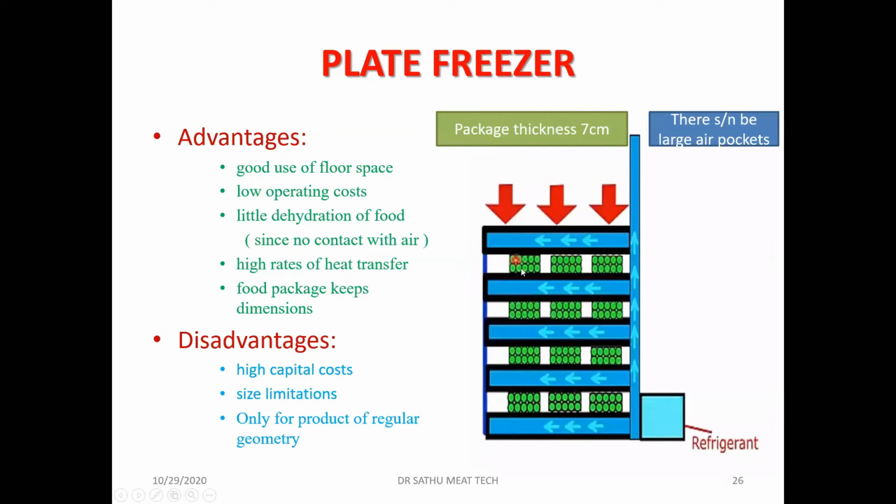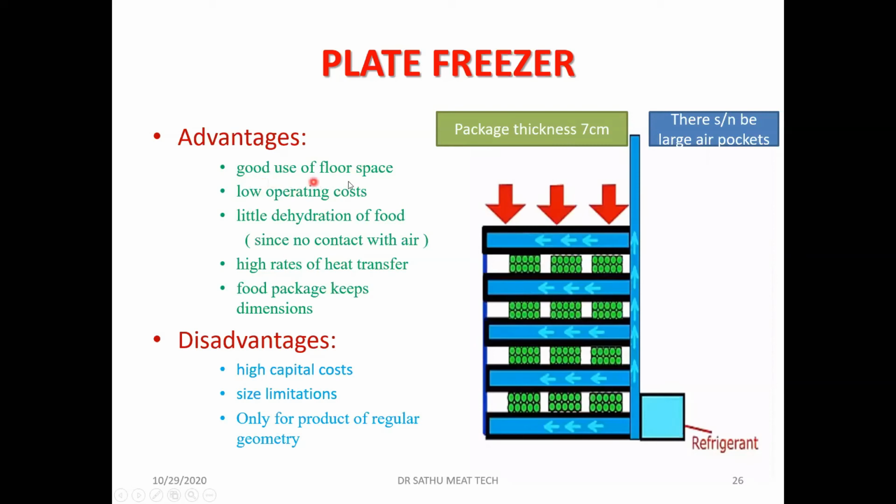So the thickness of the package material. Okay, normally we recommend 7 centimeters, not more than that. If it is more than that, the exchange of heat will be slow. Then large air pockets should not be there between the plates and the food materials. So that should also be removed. So advantages: good use of floor space.